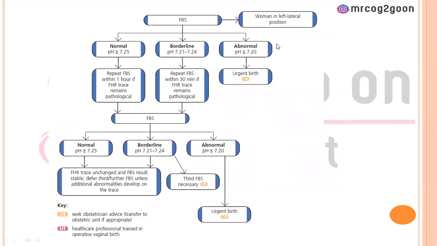And this is how to proceed after this. Fetal blood sample, if it is normal, repeat within 1 hour if the trace remains pathological. Borderline, repeat within 30 minutes, also if the trace is pathological. Abnormal, go for urgent delivery. Fetal blood sample, this is the second time you are doing it. You can get normal, borderline, or abnormal.